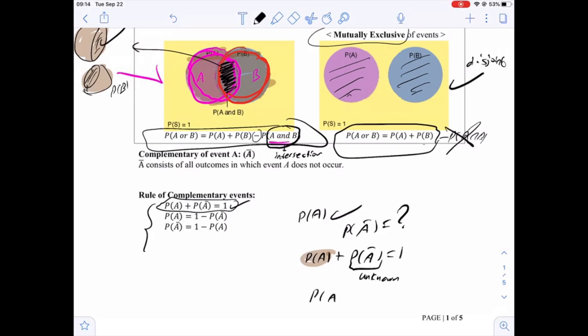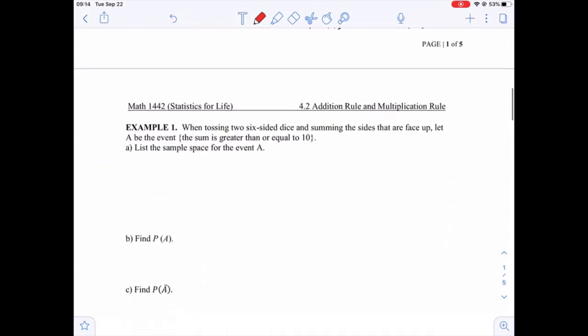This is unknown. So probability of A complement, we just bring this to the right hand side, and that means we subtract probability of A from both sides. And that's it. So we got this rule here. Same thing happens with this formula. If we know the probability of the complement and we want to find probability of A, we just write 1 minus probability of A complement. Okay. Now let's take an example.